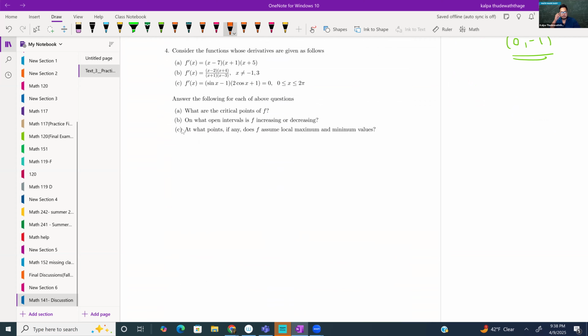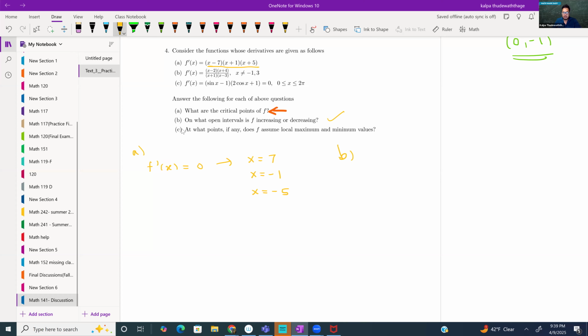So the first derivative is given. That means you just need to set it equal to 0 to find the critical points. Actually, it's easier because you don't even need to take the first derivative. Set the first derivative equal to 0 to find the critical points. It will give me 7, -1, and -5. That's all I get from these factors, and then we look at what intervals it's increasing, decreasing, and so on.